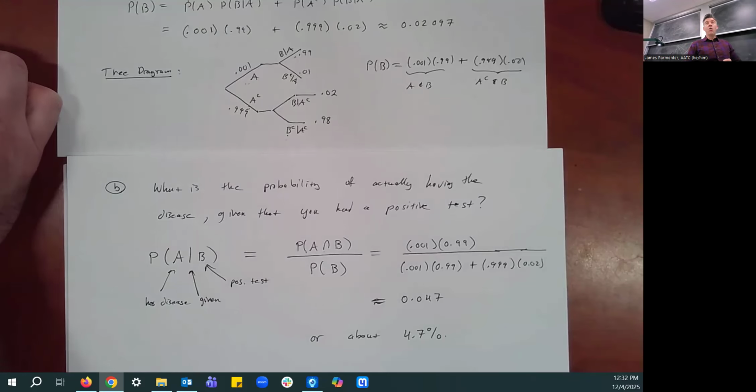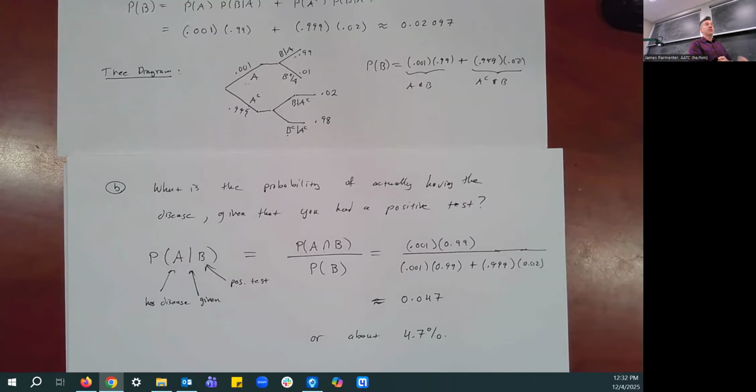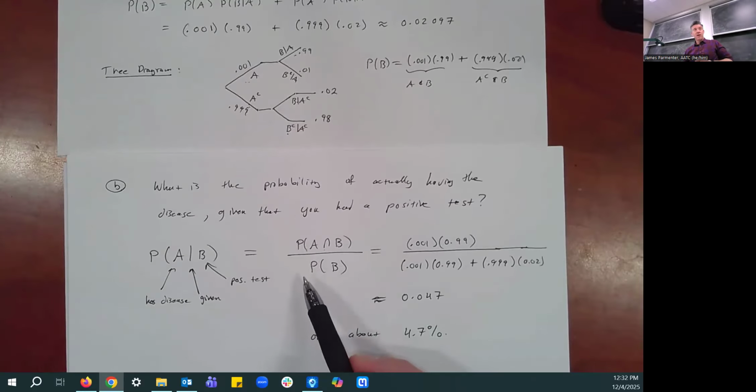No, no, not at all. It's much more dependent on the prevalence of the disease. So here we see that a person testing positive has only a 4.7% chance of having the disease, not a 98% chance of having this disease. So it's really interesting that this reverse conditional probability is a much, much, much different value.